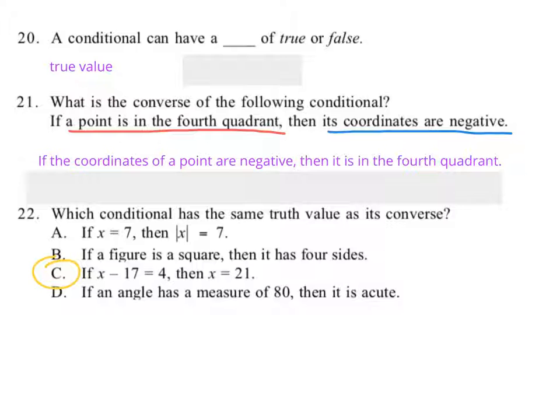Okay, if an angle has a measure of 80 degrees, then it's acute. That's true. But the converse of that is, if an angle is acute, then it measures 80 degrees. And that's not necessarily true. Acute angles could measure anything from greater than 0 to less than 90. So it can't be that one because the converse is not true. So C is the answer.